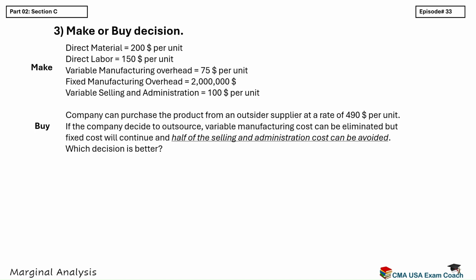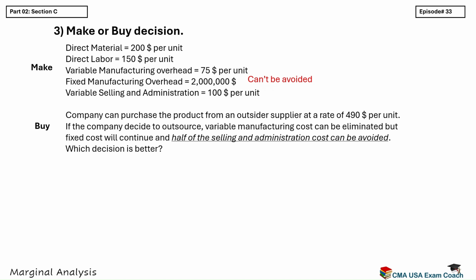All right, students, let's work through a make or buy decision question together. Imagine a company makes a product that costs several things per unit. There's $200 for direct materials, $150 for direct labor, and $75 for variable manufacturing overhead. On top of that, there is a fixed manufacturing overhead of $2 million. But remember, fixed overhead won't change whether they make the product or not. There is also a variable selling and administration cost of $100 per unit.